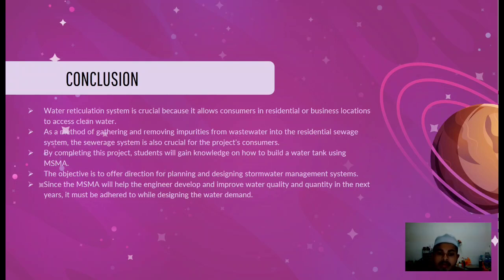Next, by completing this project, students will gain knowledge on how to build a water tank using MASMA, where the objective is to offer direction for planning and designing stormwater management systems. Since the MASMA will help the engineer develop and improve water quality and quantity in the next year, it must be adhered to while designing the water demand.